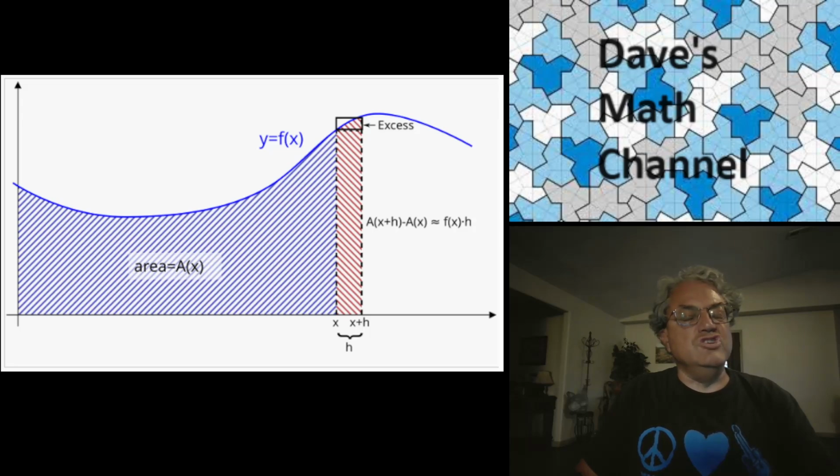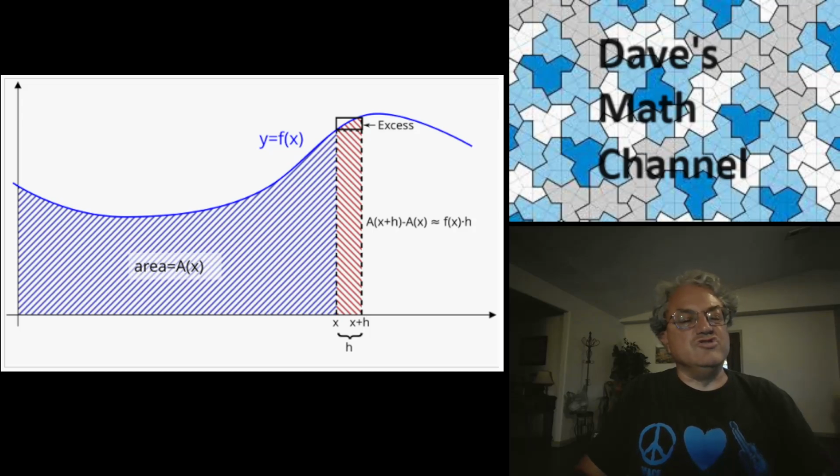Well, this narrow red region is approximately a rectangle. I think you guys can see that. And you know how to calculate the area of a rectangle. It's just base times height. And the base in this case is little h, and the height is approximately little f(x). There's an error term here, which is very small, and it gets smaller as h goes to 0. It even gets smaller relative to the area of the wedge.